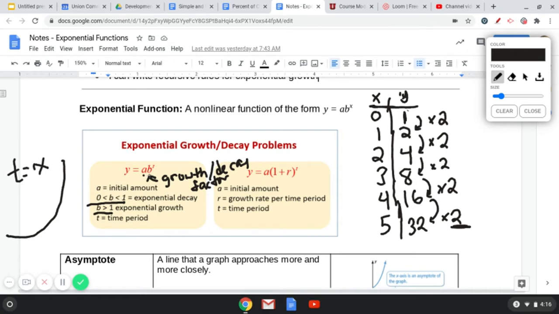This one is just talking about this growth factor b times your initial amount and raising this factor to the power of t or x. This one is dealing with rates. So a will be your initial amount times 1 plus your rate, so like 20% would be 0.2, to the power of t. This will be used to model population problems. So for example, if a city has 30 million people and it grows at a rate of 2% per year, what will the population be after 4 years?